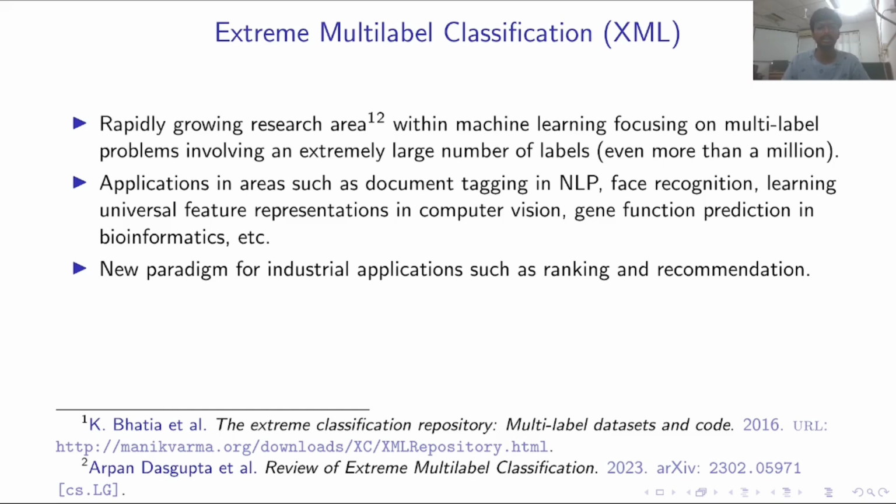Most importantly, it is being used as a new approach for industrial applications like ranking and recommendation, where it provides advantages over the traditional methods. Several search engines like Bing have used XML in their ad recommender systems, as well as Amazon has used it for object tagging and several other applications.